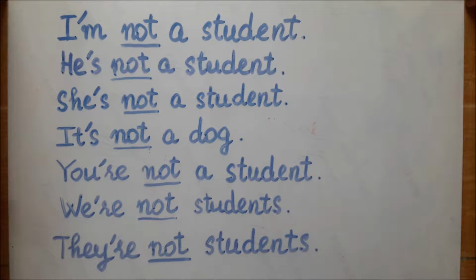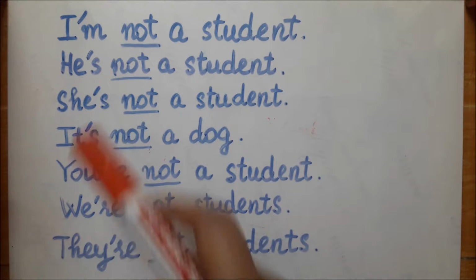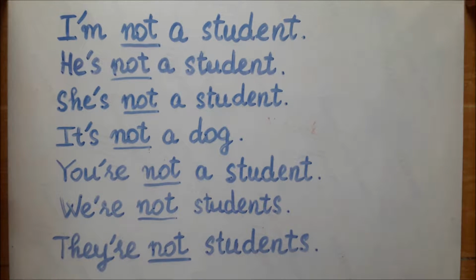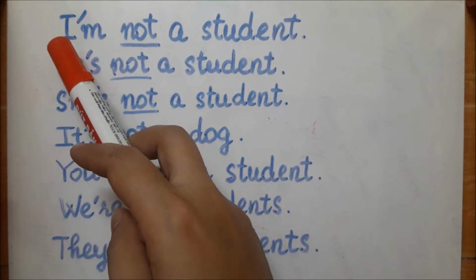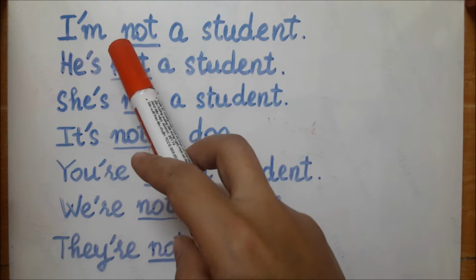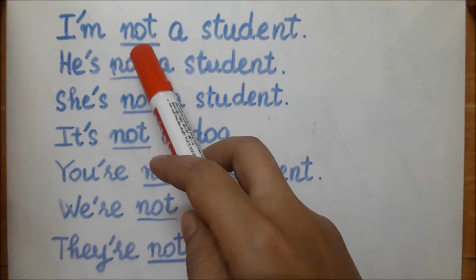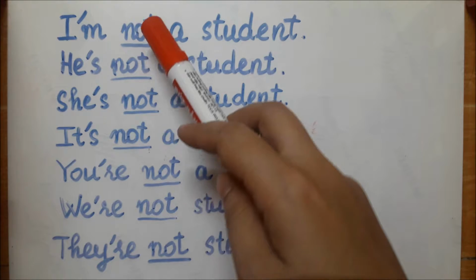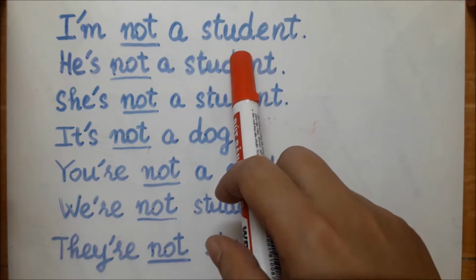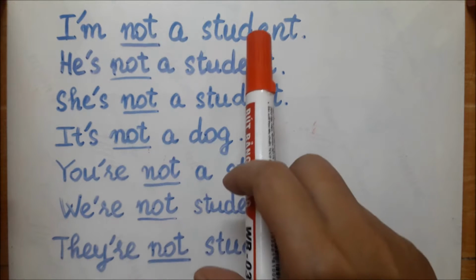I go to work and I learn. And I'm not a student means no, I'm a teacher, or no, I'm not a student. Notice on the board we first have subjective pronoun with be verb, then we put not. So not comes after. Then we have the noun. I'm not a student.